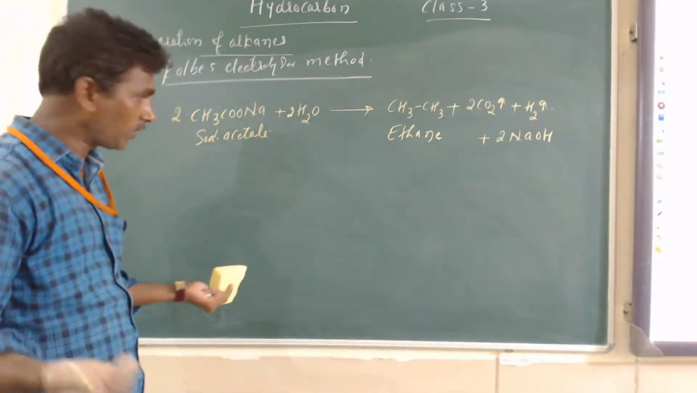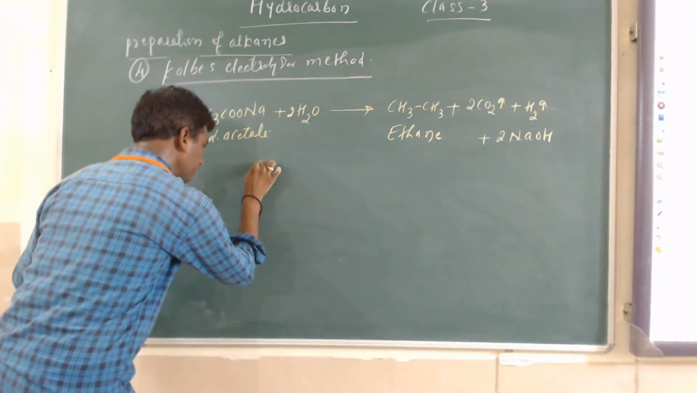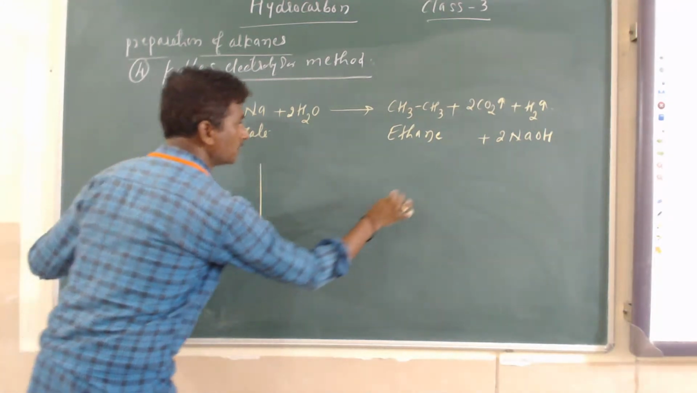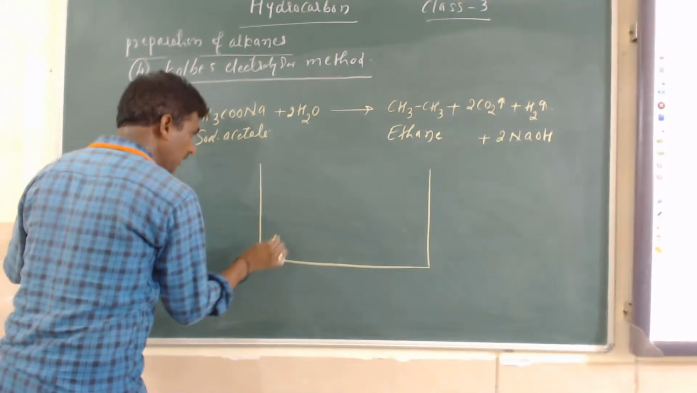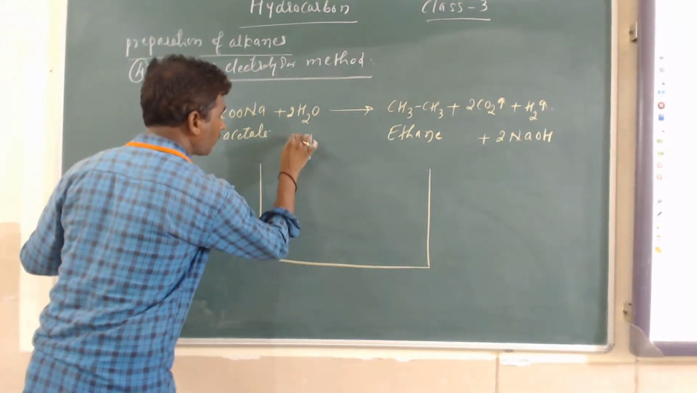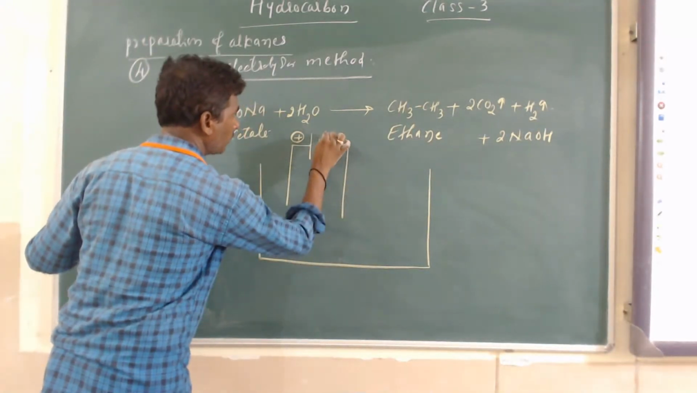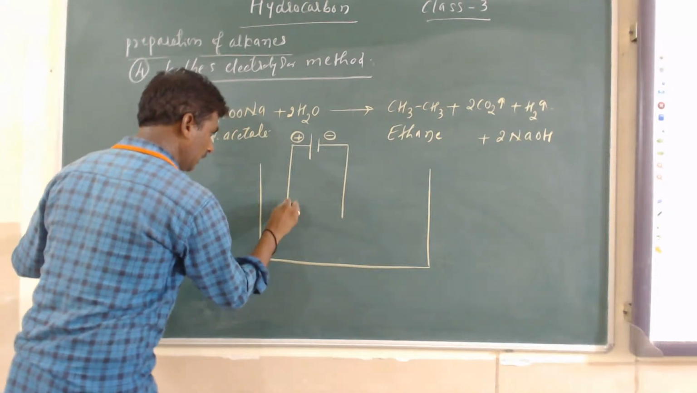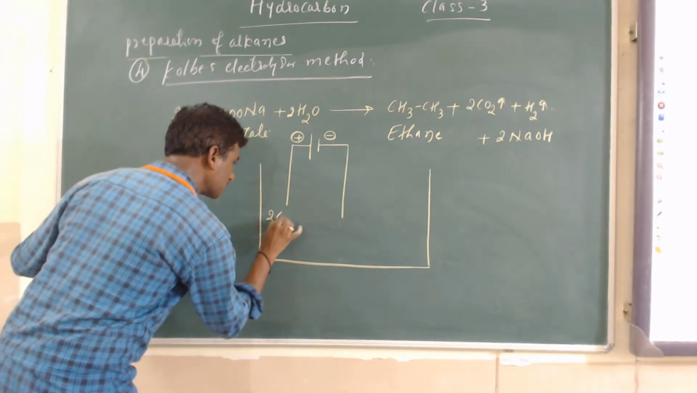So what is this electrolytic method? Yes, I can explain. I can take one vessel. In this vessel, there are 2 electrodes, one positive electrode and one negative electrode. Here I take sodium acetate.